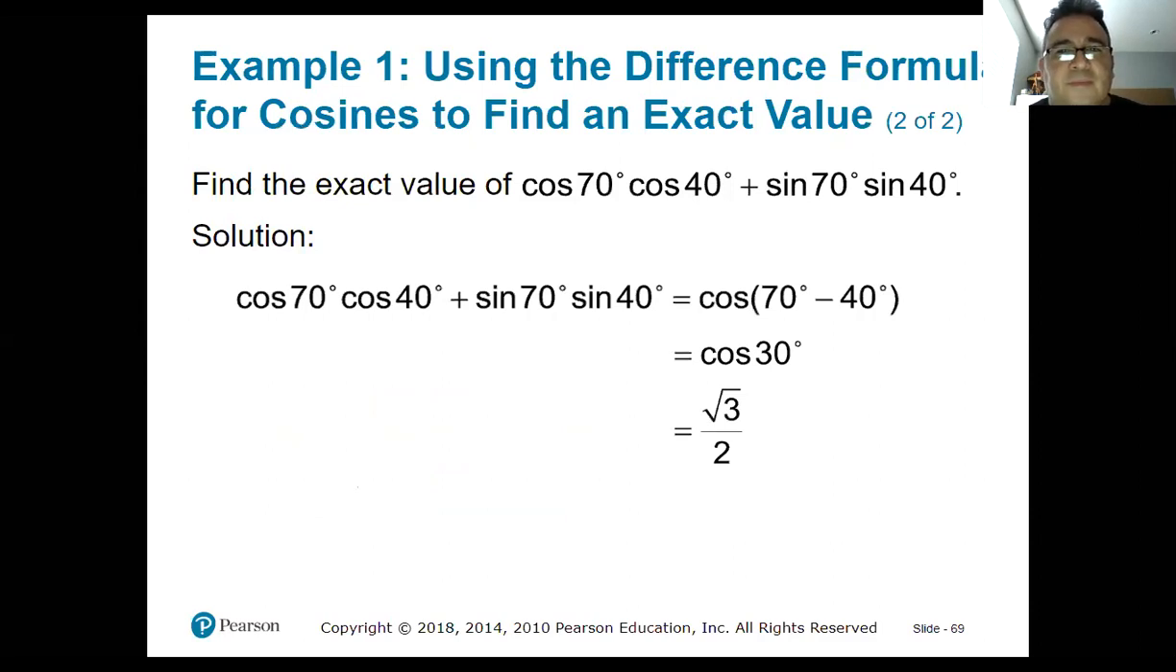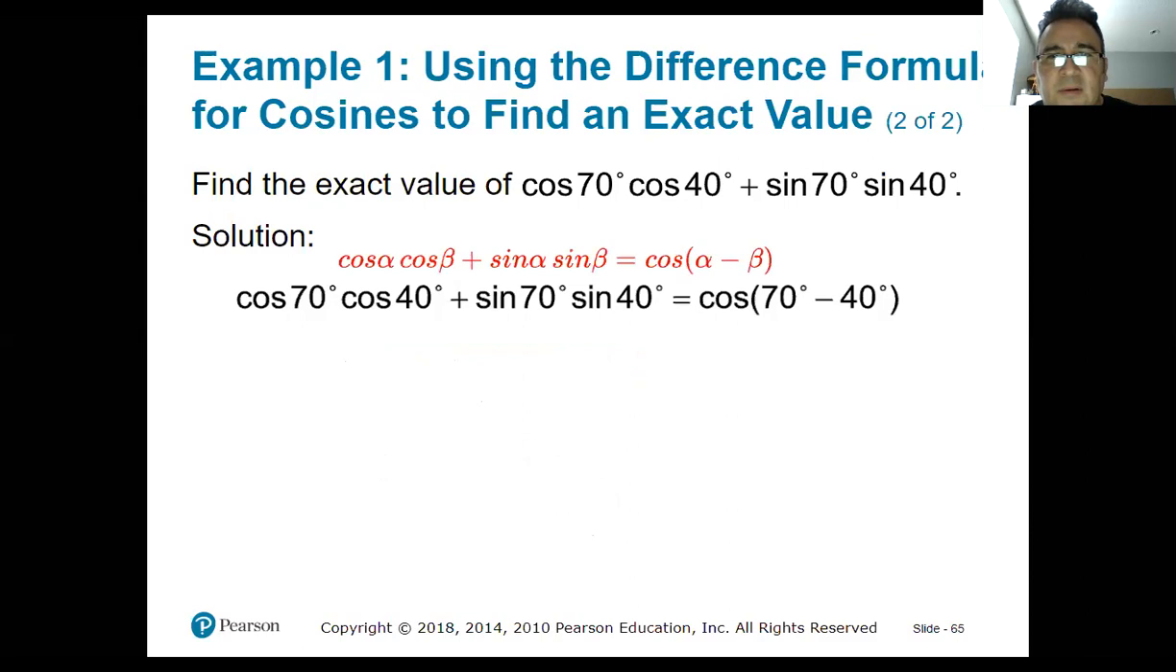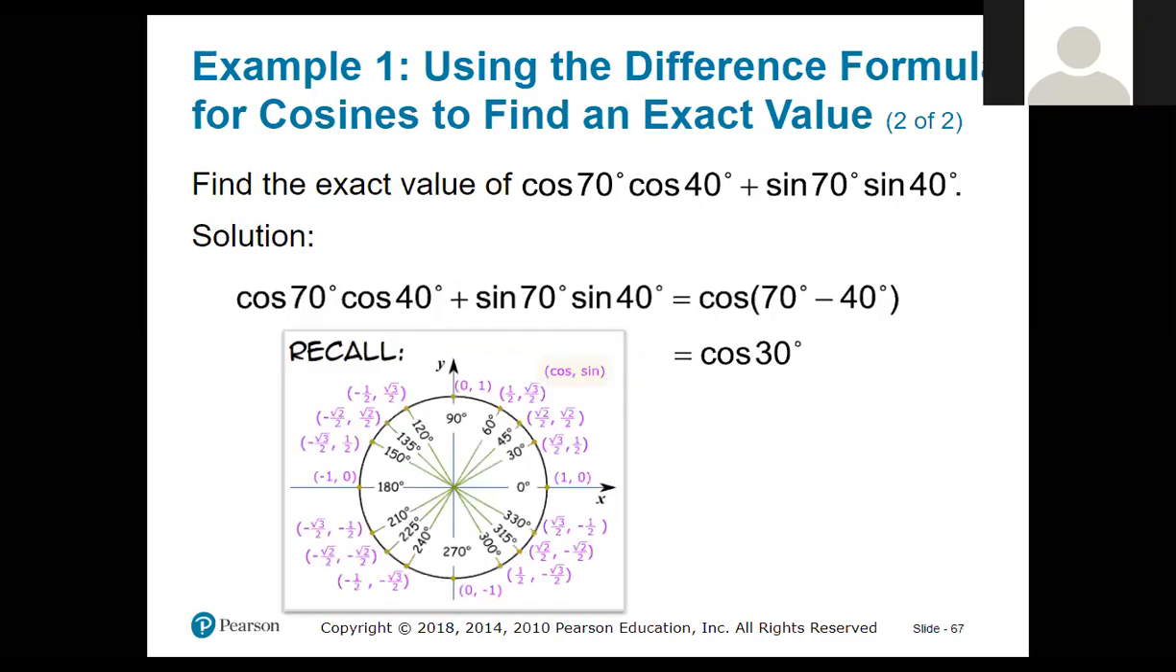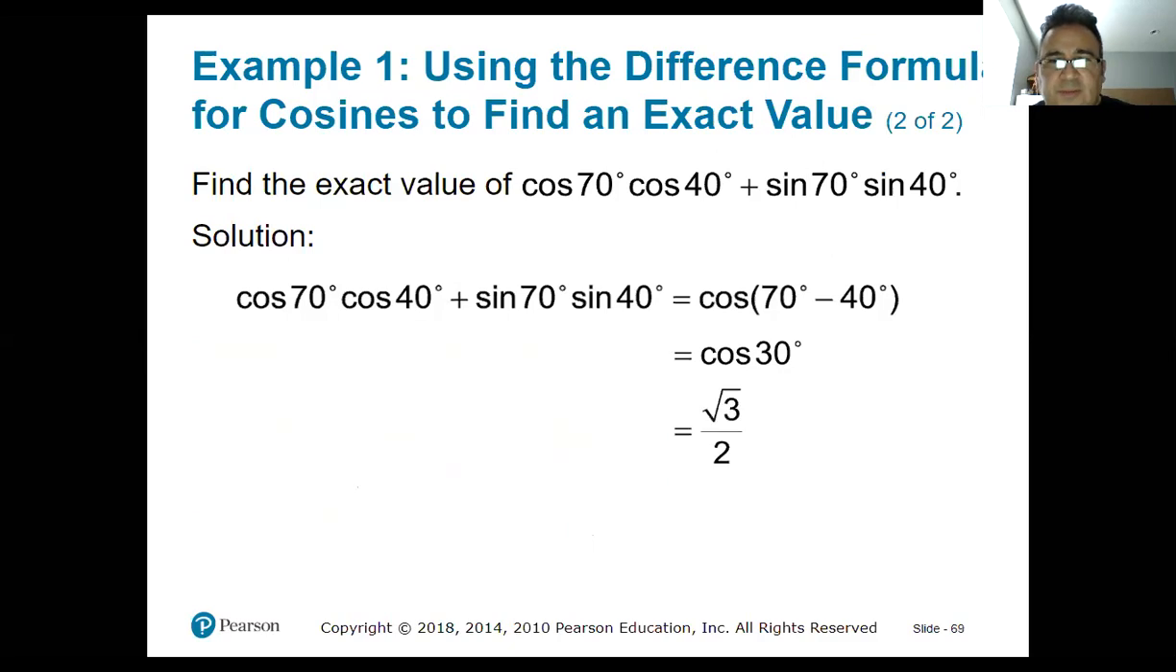Wait, hold on. You said no, Yusuf? So what happens to the sine of 30? Remember, it's not sine, it's cosine. We had cosine, right? So this is a formula for cosine of alpha minus beta, right? If it were a sine of alpha minus beta, it'd be something different, right? The cosine of 30 is square root of 3 over 2. You okay with that? Did I answer your question? Okay.